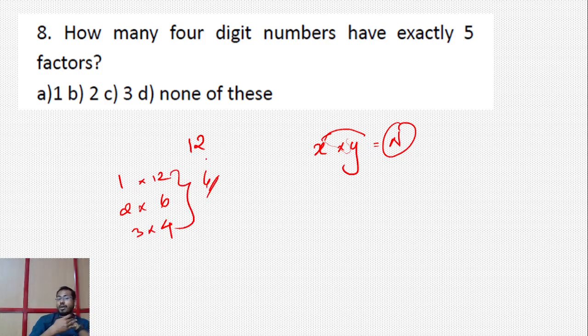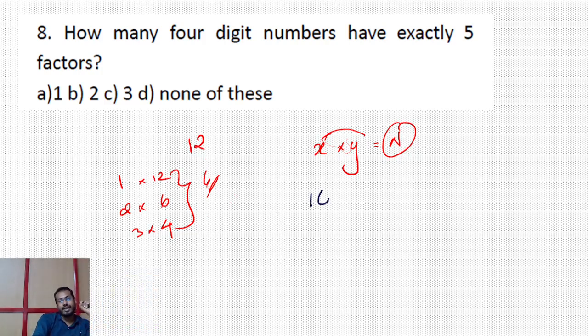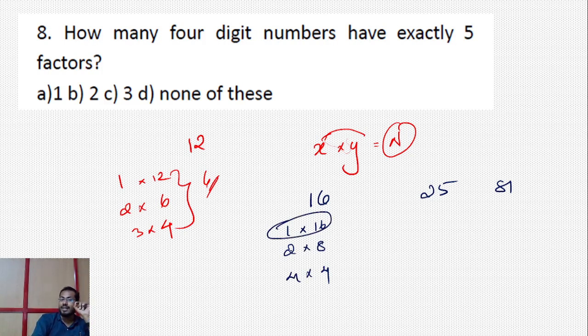But in some cases we get an odd number. So please be clear. If the number is a perfect square like 16 or 25 or 81, look at this, 16. 1 into 16 is 16. Then 2 into 8 is 16. Then 4 into 4 is 16. Here, how many factors are there? 2 factors. Here 2 factors, but here this is only one number, only 4.